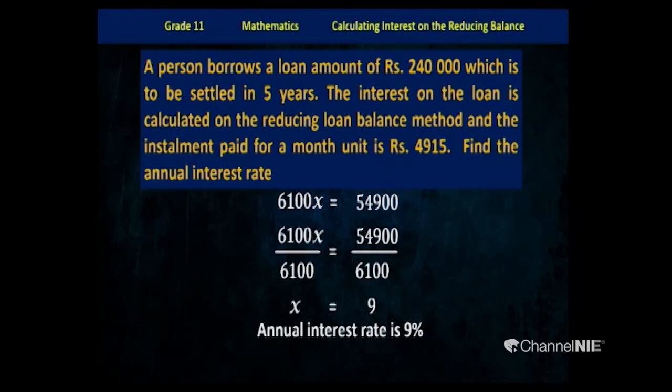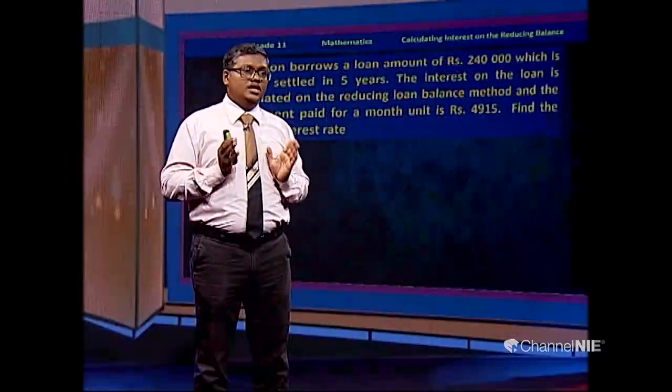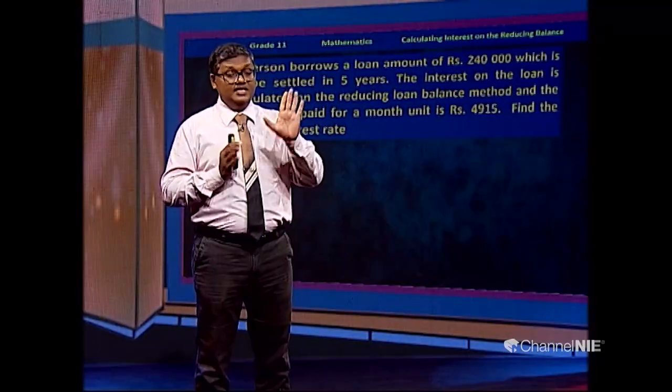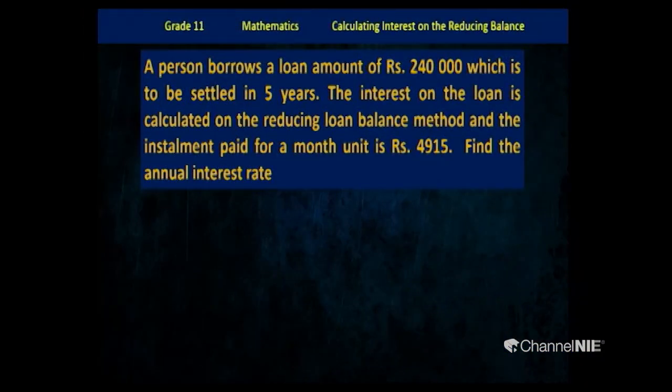Let's see. A person borrows a loan amount of rupees 240,000. Again, let's read the question. Which is to be settled in 5 years. Loan amount 240,000 settled in 5 years. The interest on the loan is calculated on the reducing loan balance method. Our same story. Our lesson is reducing balance. And the installment paid for a month unit is rupees 4,915. Find the annual interest rate.